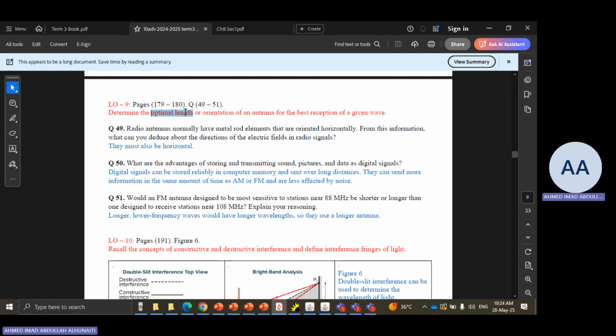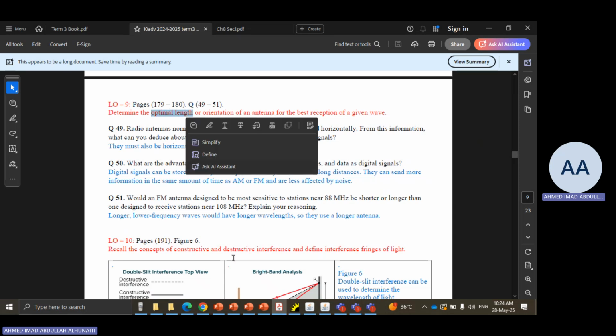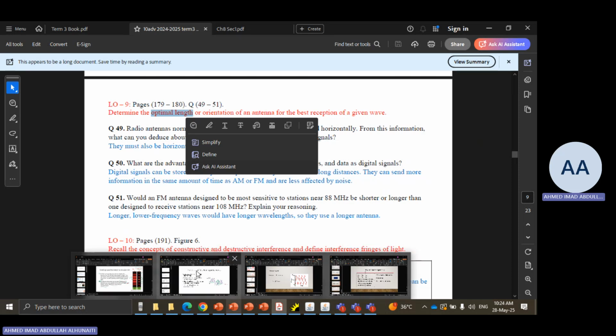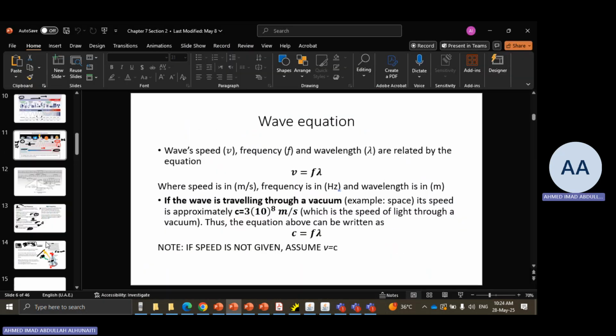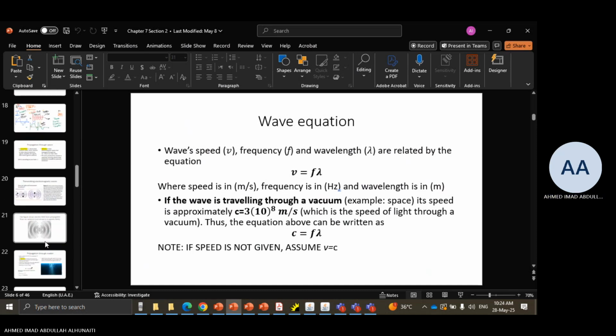And as for the optimal length, I have it somewhere here. Optimal length, just bear with me.